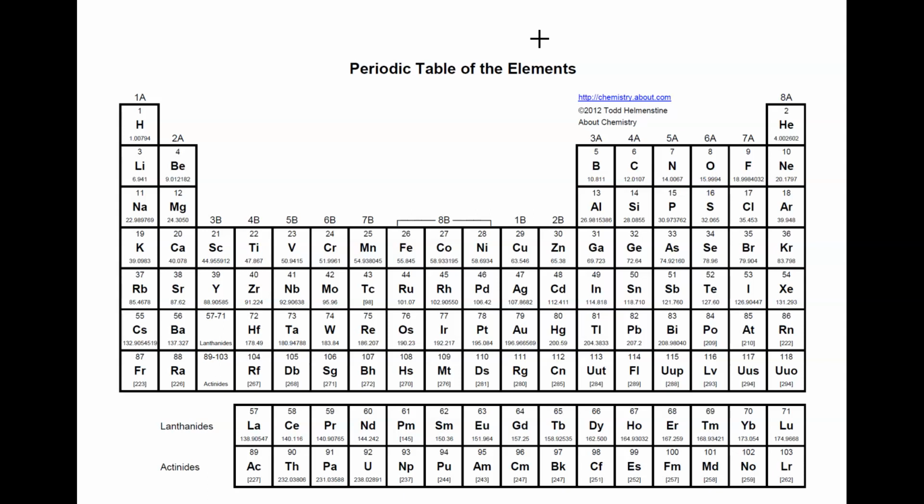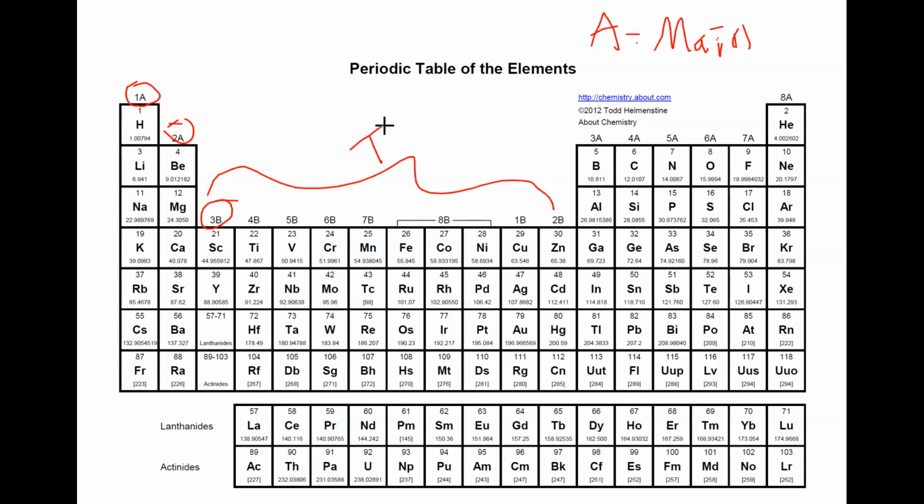This is the periodic table that we will be using throughout this course. I do want to show you a few features of this periodic table. The groups in this periodic table are each column. They are numbered at the top. The A groups are our main groups. So those are the main group elements. The B groups are transition elements.